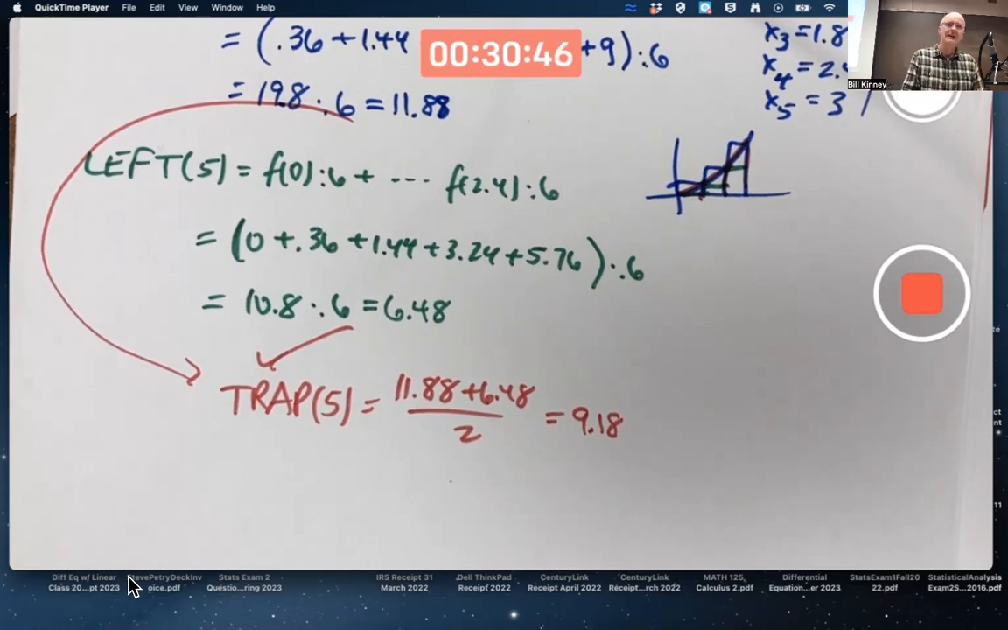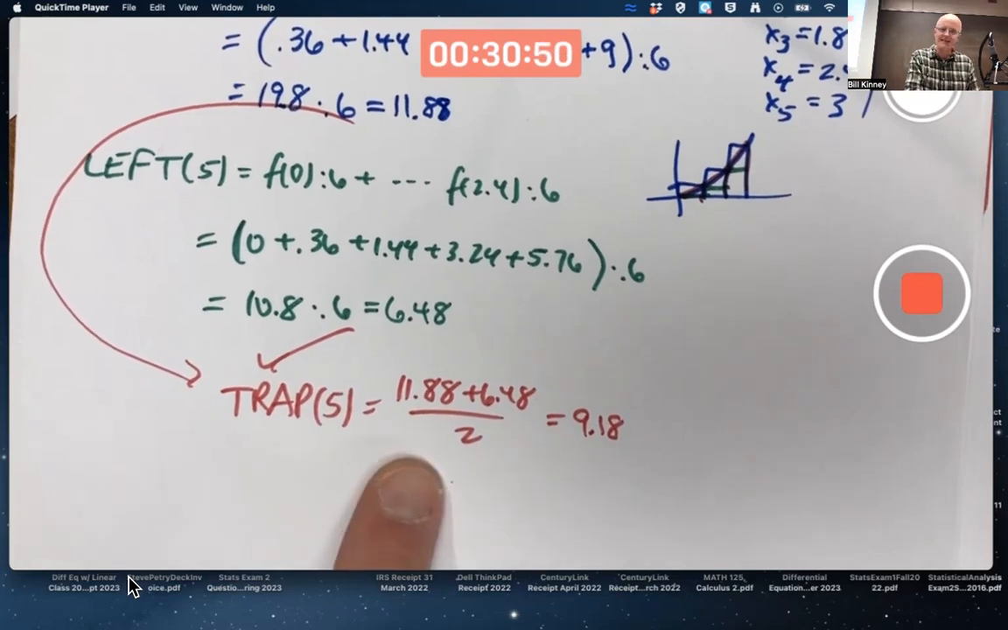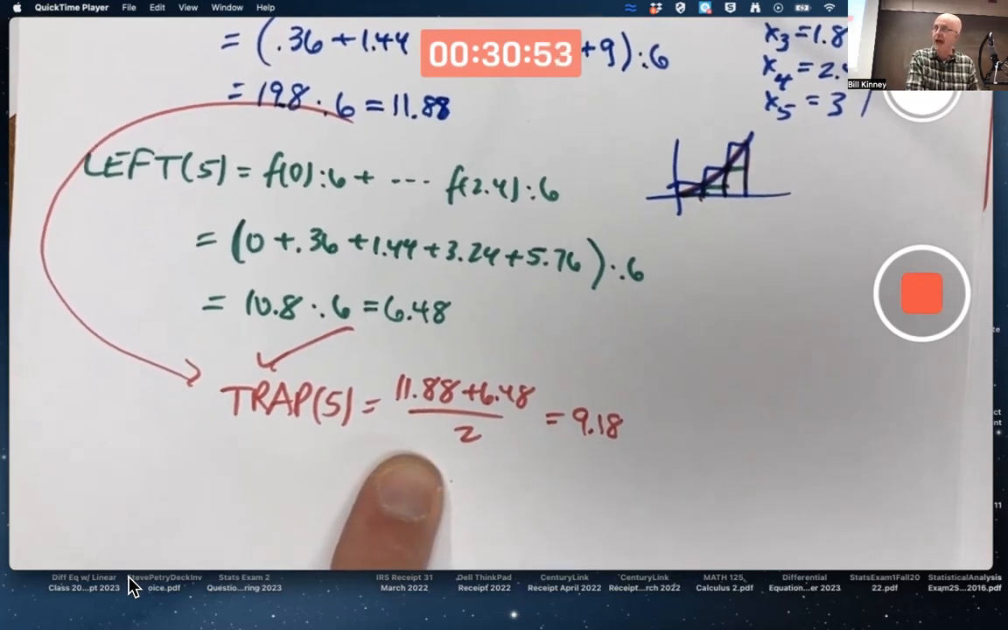Simpson's rule is then a weighted average of the midpoint and trapezoid. The trapezoid is an average of the left and right. Add them up and divide by 2. Simpson's rule takes the trapezoid and midpoint rule, which I have not written down the midpoint rule here, and does 2 times the midpoint rule plus the trapezoid rule and divides by 3. It gives the midpoint rule twice the weight, because we'll see it's like twice as good.